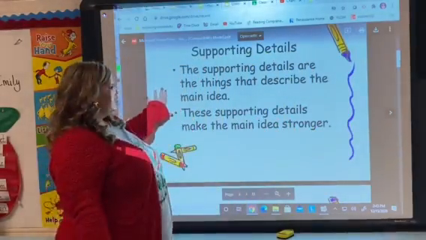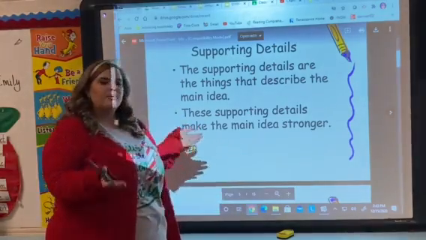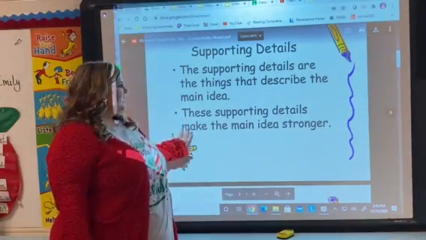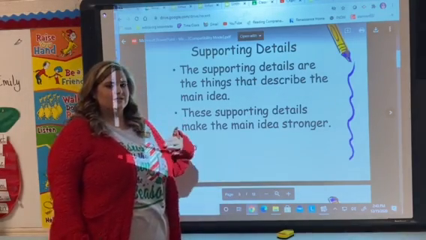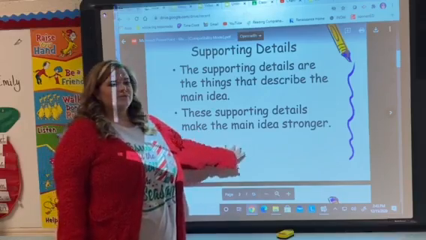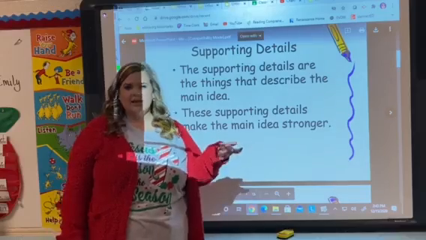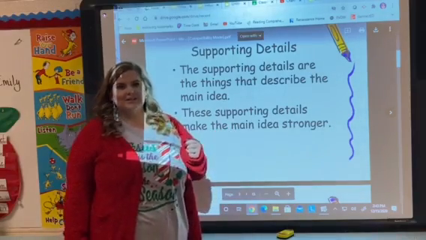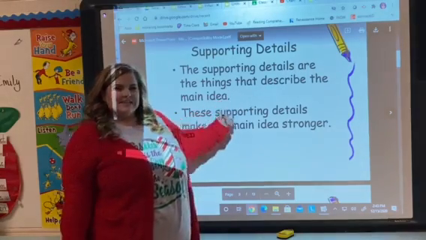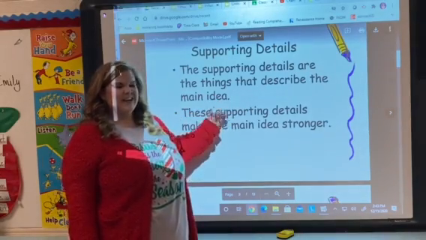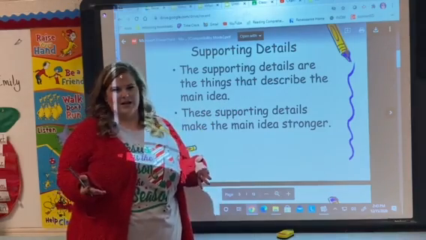Well, let's go down right here, and we're going to talk about supporting details. Now, supporting details are the things that describe the main idea, okay? They're that support for the main idea. These supporting details make that main idea stronger. Some of you gave me supporting details on Santa on Vacation that had nothing to do with what you told me the main idea was. If it's not related to each other, or it's not about the same thing, then that's probably not going to be correct, okay?